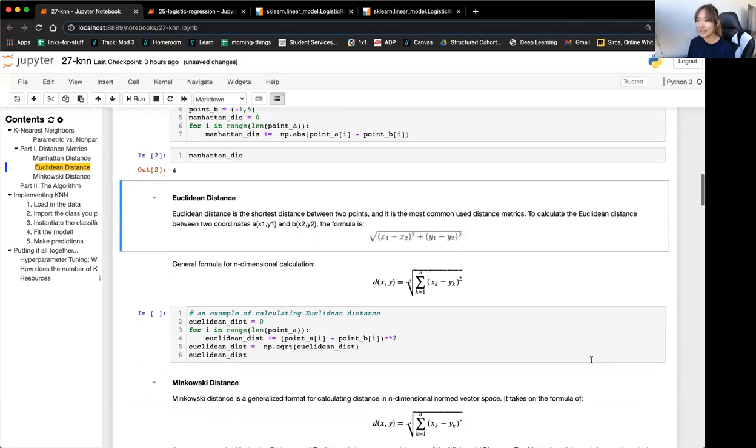All right, the next distance metric is Euclidean distance. The formula might look familiar, hopefully, to some of you. Euclidean distance is also known as the shortest distance between two points, and is the most commonly used distance metric. To calculate it, you take the root of the sum of the squared differences between each coordinate, which is actually Pythagoras' theorem. If you want to find the length of the hypotenuse in a right-angled triangle, it is this same formula.